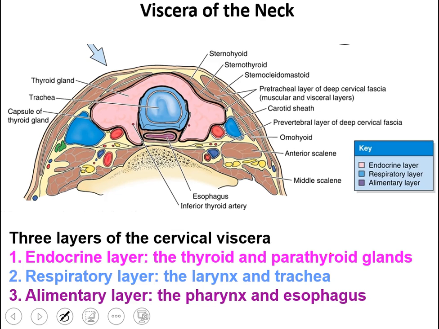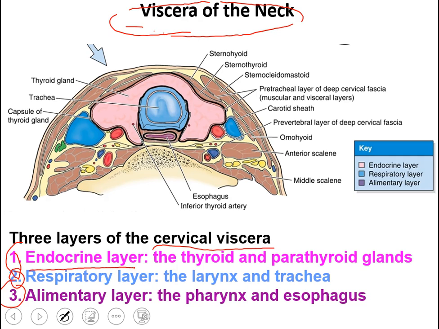So where will we start? We will start the discussion of thyroid gland anatomy by reviewing important structures which form the viscera of the neck. Particularly, you should understand that cervical viscera, or organs if you like, form three important layers, named by their primary function. Superficial to deep, they are the endocrine layer, which will be covered in this lecture. This is the thyroid and parathyroid glands, and this is actually the most superficial layer of cervical viscera.